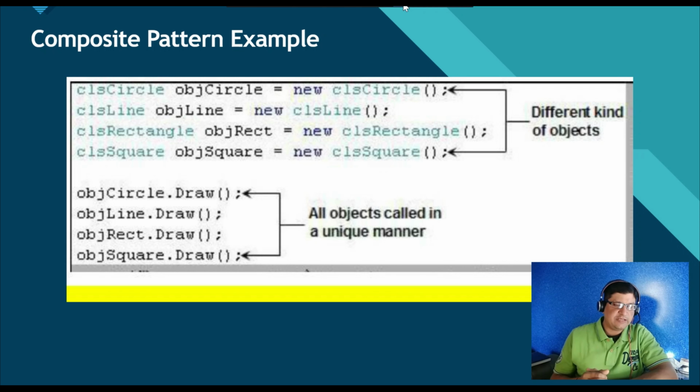In this example, if you see, we have different objects like circle, square, rectangle, and line. But we are treating them in the same way. They all have the same behavior, right? Draw. I can call a draw method for circle, for line, for square, and for rectangle. That's the beauty of the composite design pattern. For different types of objects, it allows us to treat all the objects in the same way. Yes, but the condition is that all these classes inherit the same interface.